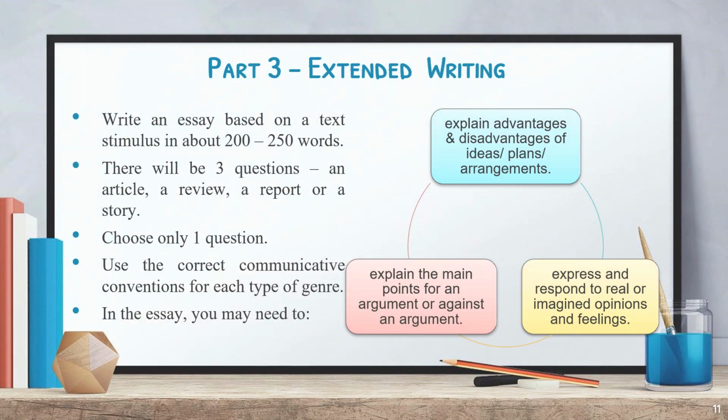All right, part 3 is on extended writing. You are required to write an essay based on a text stimulus in about 200 to 250 words. There will be 3 questions: an article, a review, a report, or a story. Choose only one question, and you have to use the correct communicative conventions for each type of genre. For example, if it's an article, you have to use the format of an article. If it's a story, there has to be a plot.